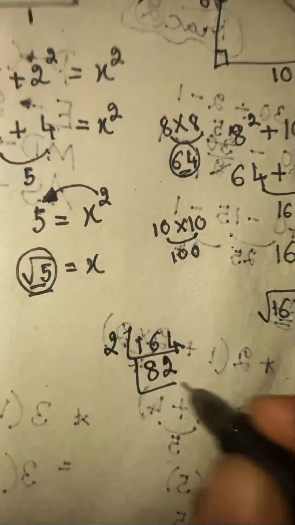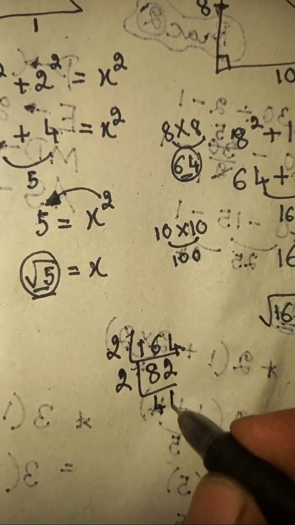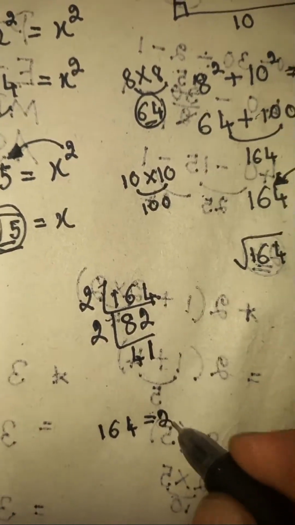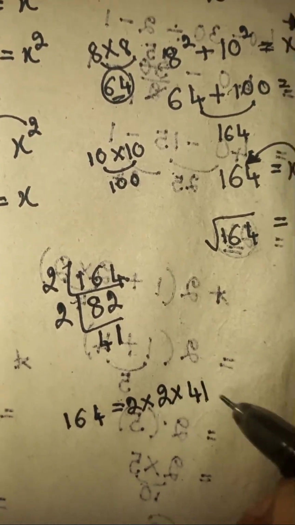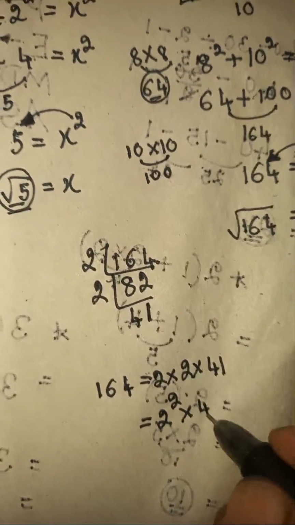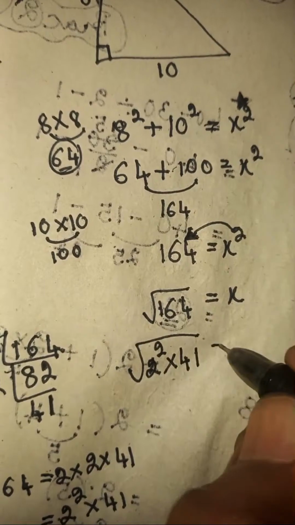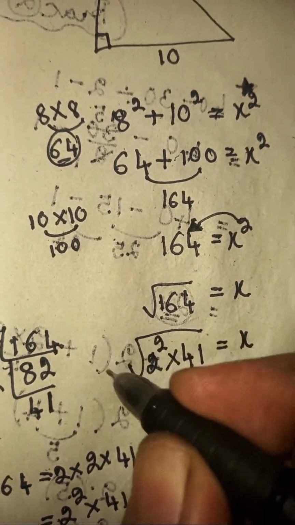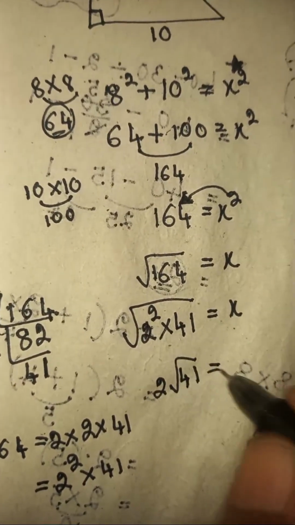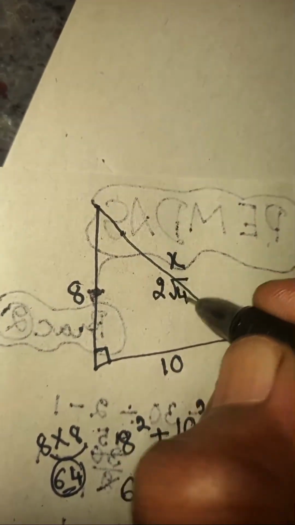2 2s are 4, and again 2 4s are 8, and 1 times 2 is 2. So 164 is going to become 2 times 2 times 41. You can write this 2 times 2 as 2 square times 41. So write inside this one 2 square times 41 equal to x. This 2 square comes out, just remains as 2. So it is 2 root 41 equal to x. This 2 root 41 is the length of this hypotenuse.